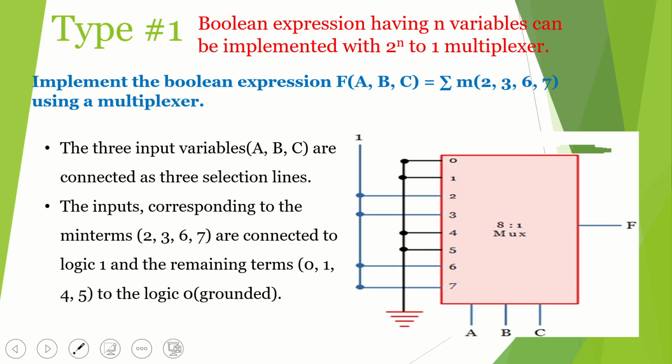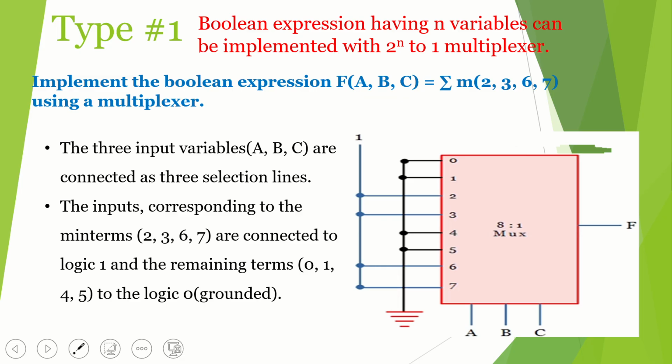2 is connected with 1. 3 is also connected with 1. 6 is also connected with 1. 7 is also connected with 1. So all the min terms mentioned in the problem are connected with logic 1. So what about the remaining terms, that is 0, 1, 4, 5? These are all connected to the ground. So that is the first type.